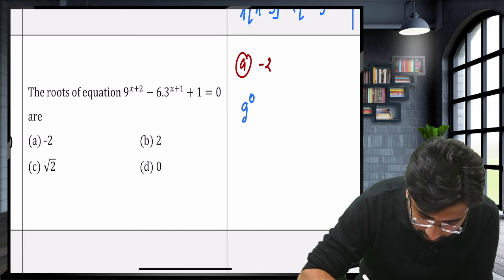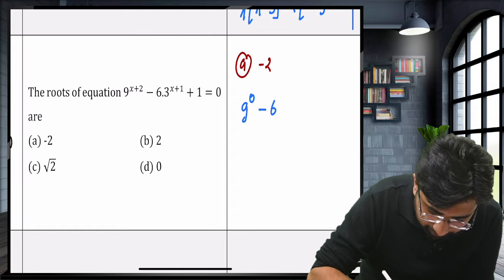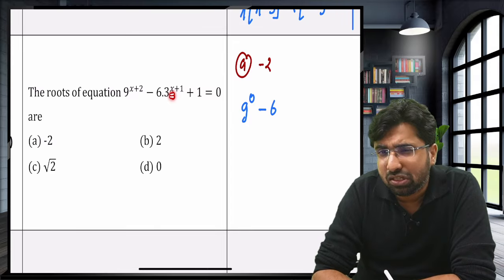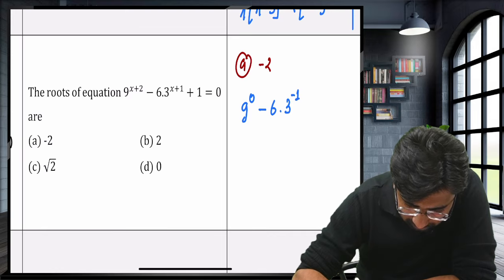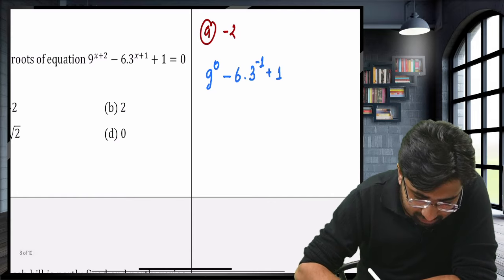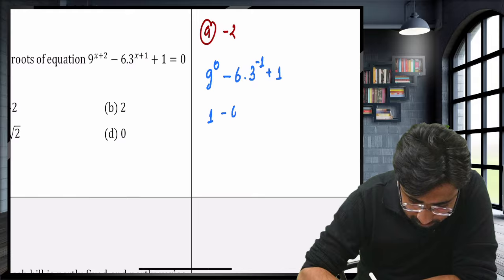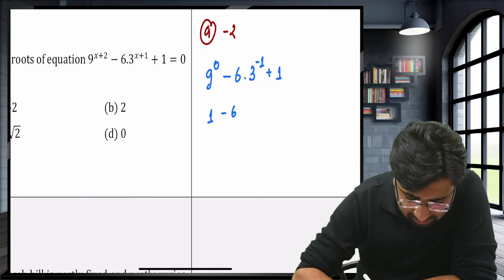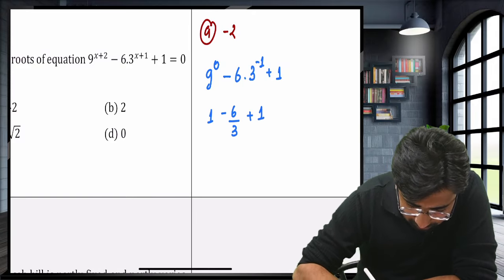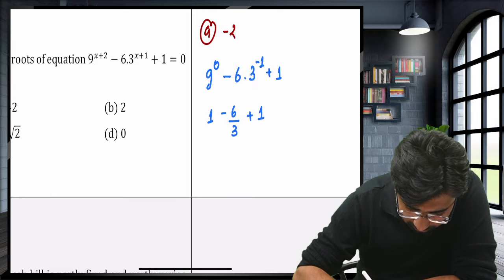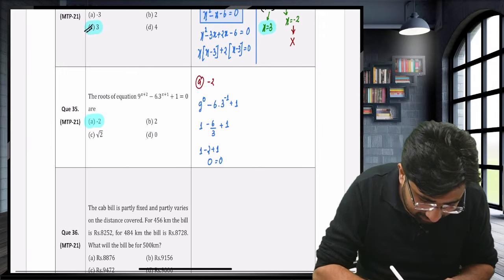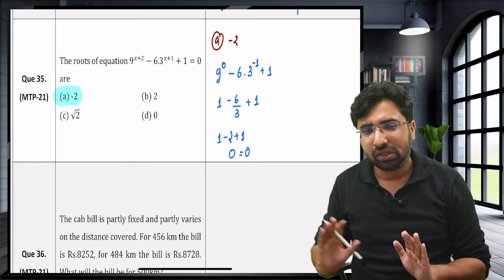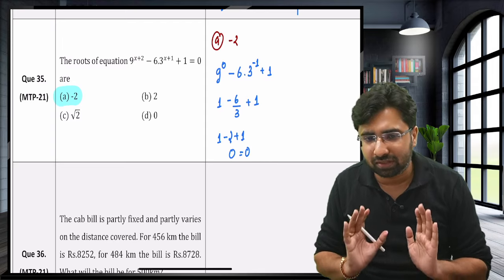9 raised to the power 0, minus 6 into, if you put minus 2 plus 1, minus 1, into 3 raised to the power minus 1 plus 1. Let's check. Anything raised to the power 0 is 1. Minus 6. Minus 1 means reciprocal, plus 1. 1 plus 1, 1 minus 2 plus 1. Since you are getting LHS equal to RHS, option A is correct. Rest all the options are wrong. This is the best approach for solving this kind of question.